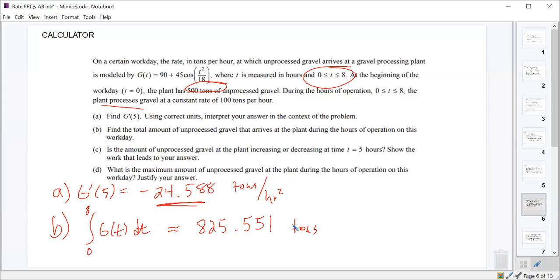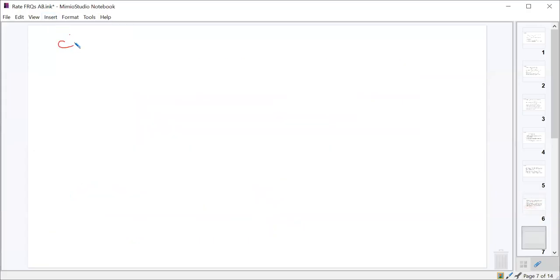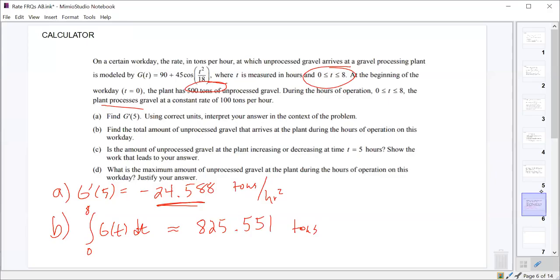Everybody good there? That part's pretty easy. Part C, is the amount of unprocessed gravel at the plant increasing or decreasing at t equals 5? So how do we figure out if that amount of unprocessed gravel at the plant is increasing or decreasing at t equals 5? It has to do with the rate at which it's arriving as well as the rate at which it's being processed and leaving, right? We want to know the actual amount.